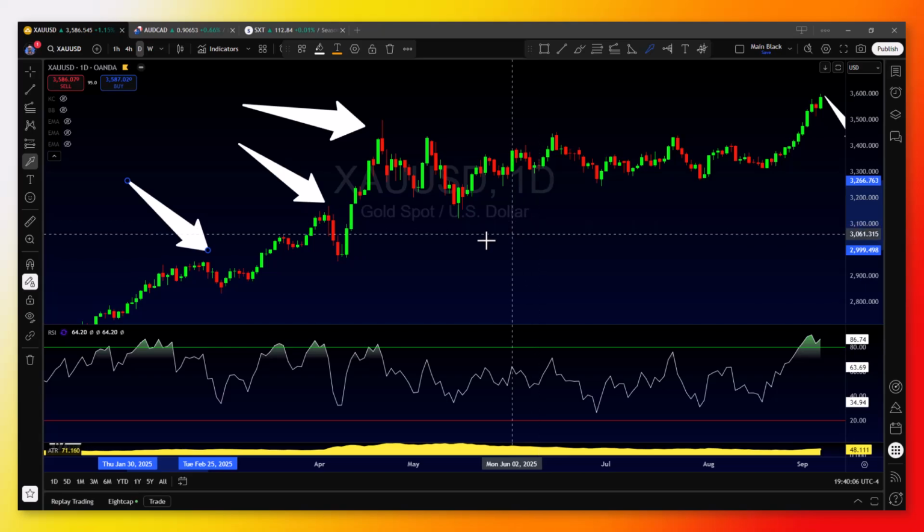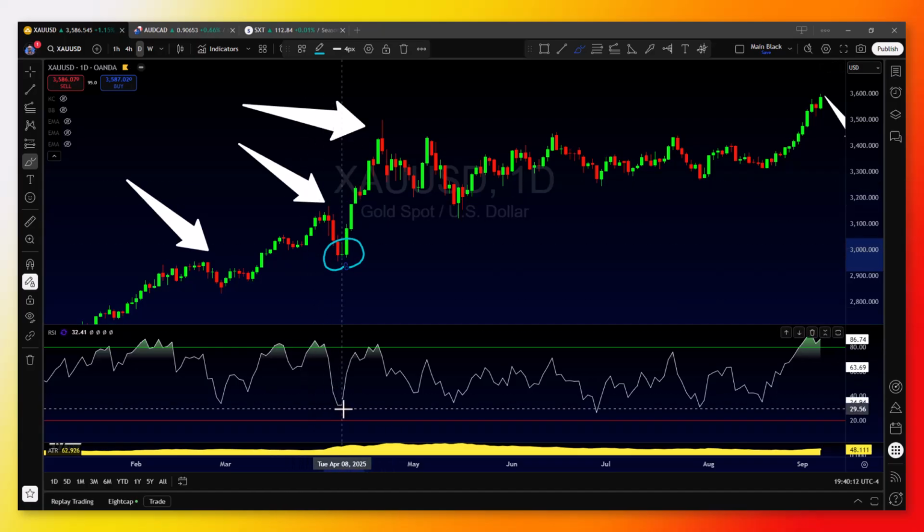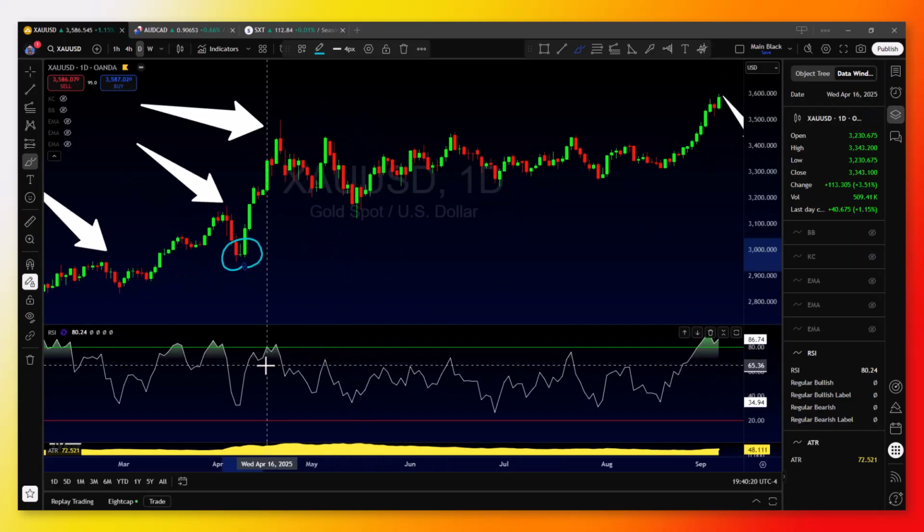You can see as price comes from a pullback, and this is an area where you would get involved in a pullback, the RSI goes up, up, up as price goes up. Eventually we get to a point where we have gone overbought. Again, my overbought is 80. If you look on the bottom right-hand of your screen, my RSI is at 80.24 on this candle.